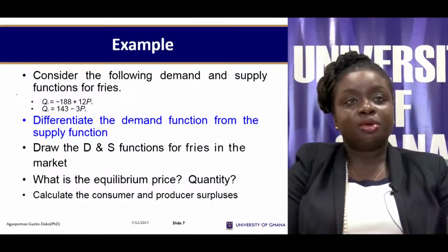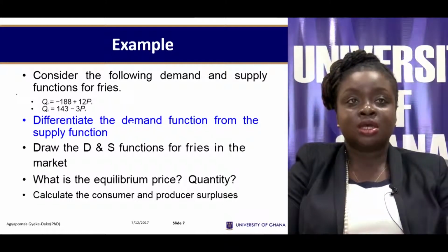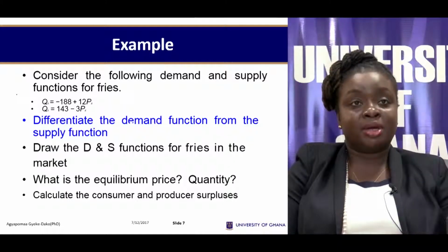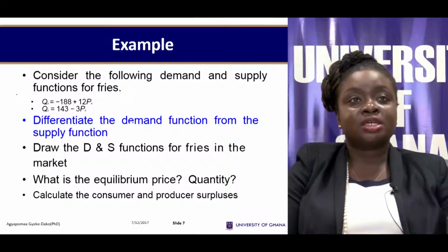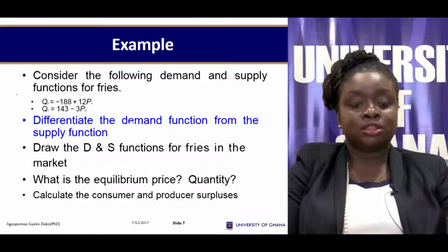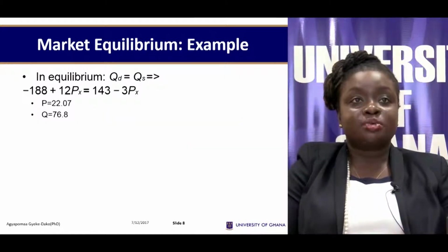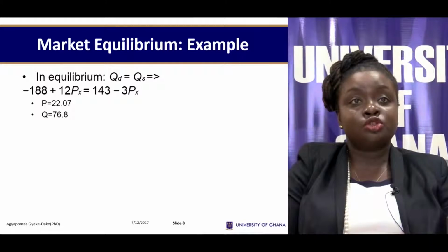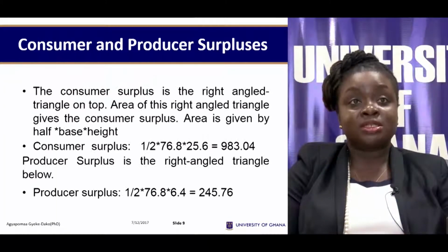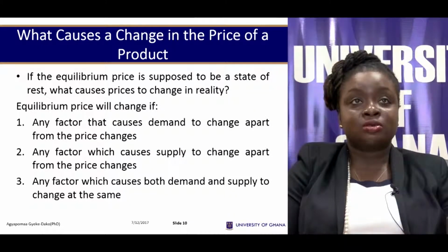We have said that at equilibrium, how much consumers are willing to purchase is just equal to how much producers are willing to put on the market for sale. And in equilibrium, the quantity supplied would therefore be equal to the quantity demanded. So if we equate the supply equation to the demand equation, we'll be able to find the equilibrium price and quantity. We expect that our equilibrium price would be 22.07 as far as this question is concerned, and our equilibrium quantity would be equal to 76.8.